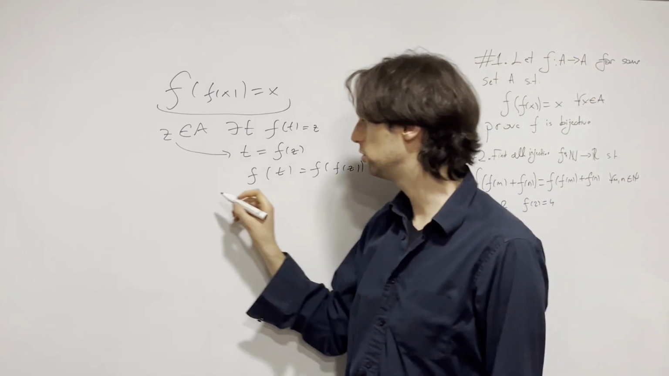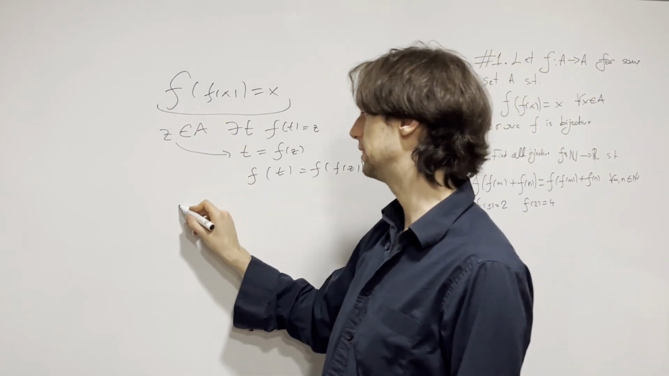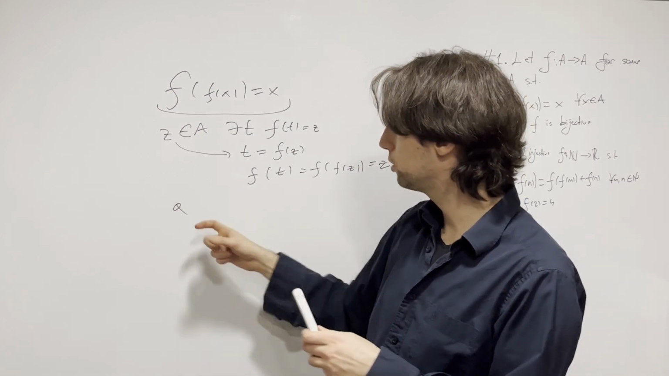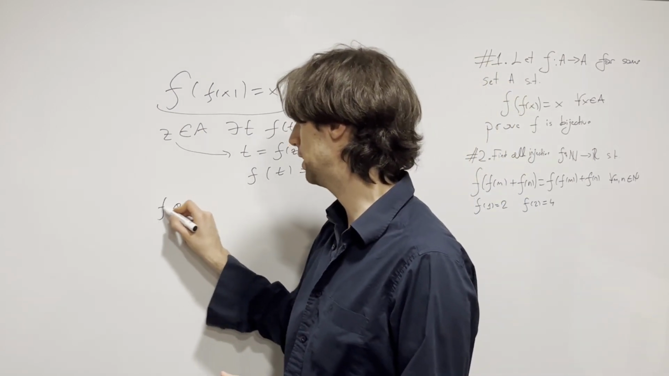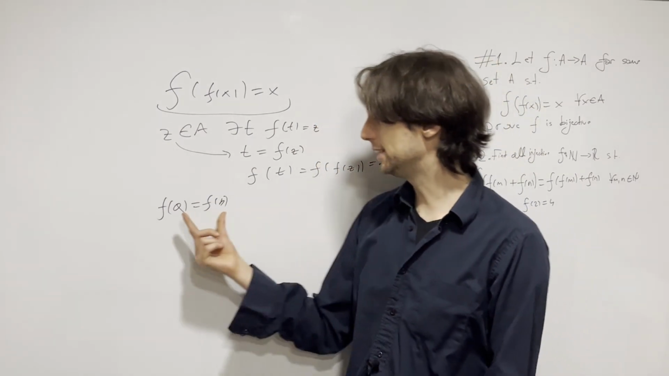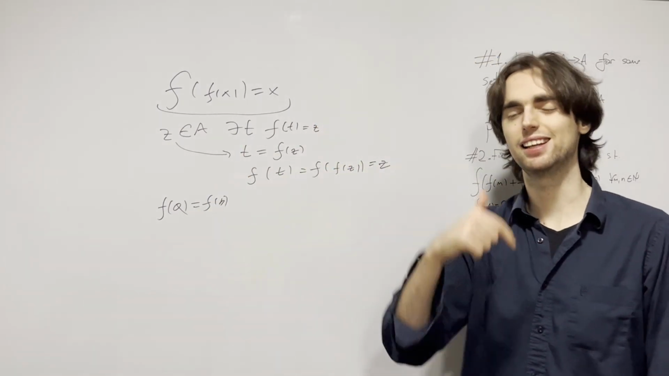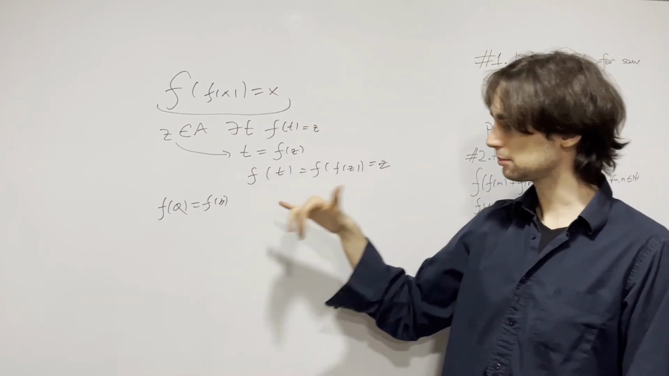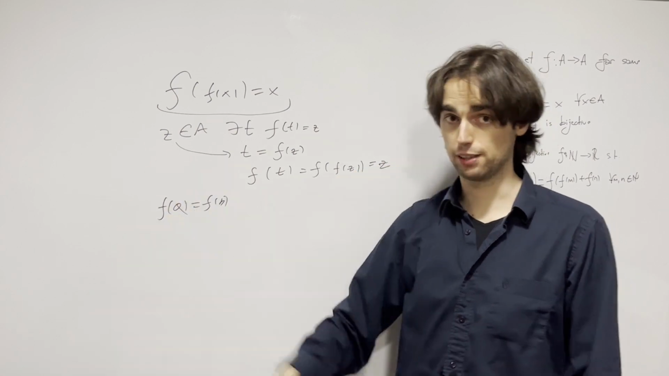Now, if we want to prove it's injective, the way we usually prove it is we take two elements a and b such that f of a is equal to f of b. If this implies that a is equal to b, then it's injective.